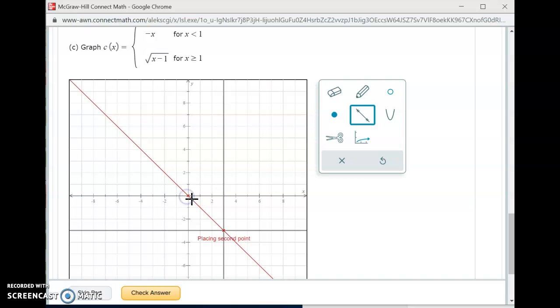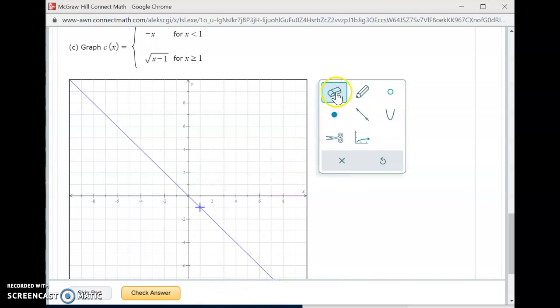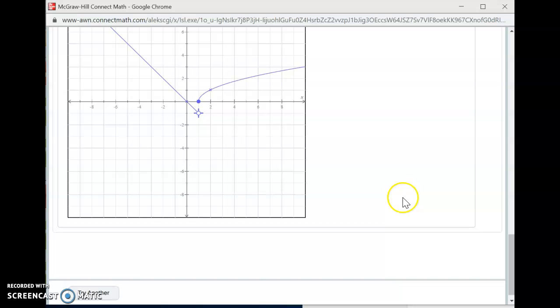Okay, so we're doing the same two steps. 1, negative 1, eraser, open circle, okay, radical, and closed circle. Right, so the same exact 4 steps that we did before. And then again, check our answer, and it's happy.